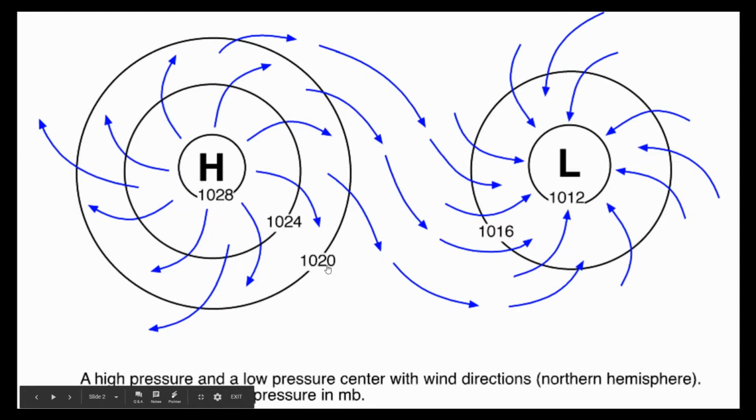So notice as you get closer to the center of high pressure, the pressure logically gets higher, hence high pressure. And if you look at the other side, 1016, 1012, the pressure gets lower as you get closer to the low pressure center. The blue arrows indicate the wind direction around these pressure systems. So air is coming out of a high, moving in a clockwise fashion, and it spirals into a low in a counterclockwise fashion. That's what happens in the northern hemisphere.